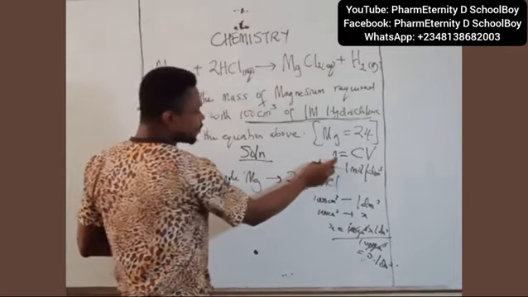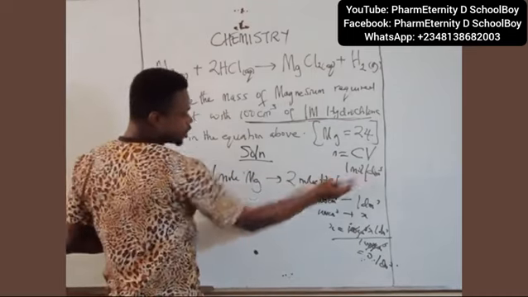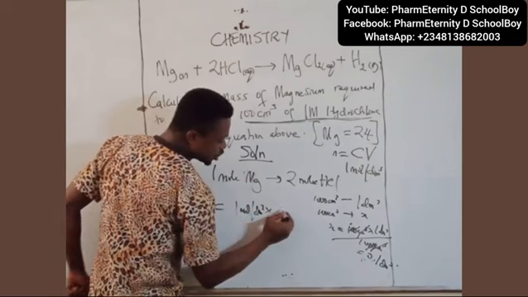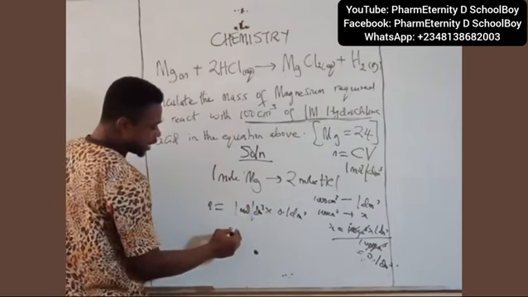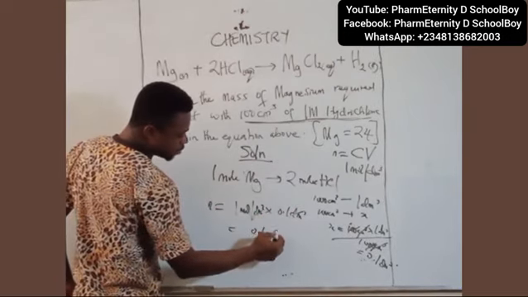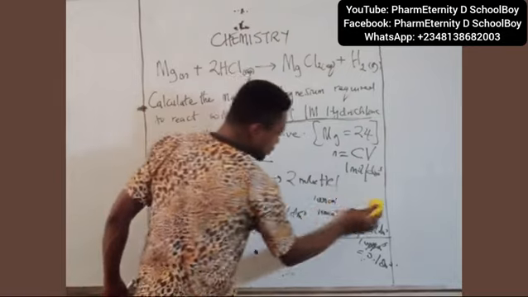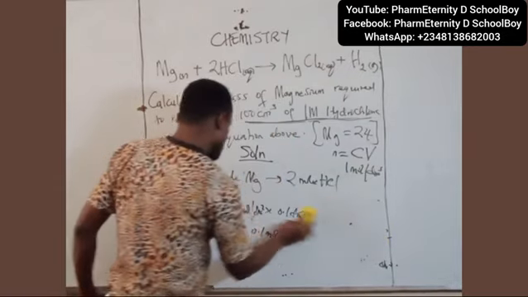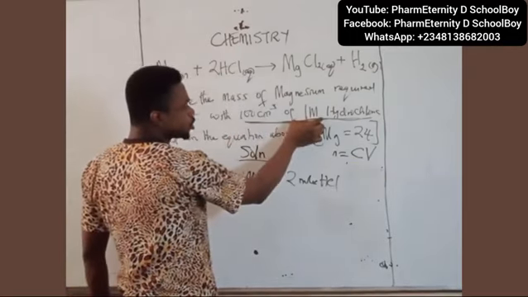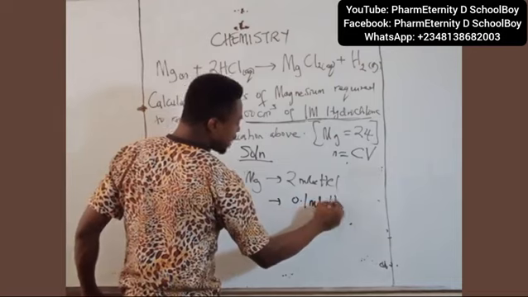If that is the case, let us now calculate the number of moles of hydrochloric acid. That means number of moles is equal to the concentration here, 1 mole per dm³, times this volume, which is 0.1 dm³. dm³ will cancel dm³. We are left with 0.1 moles. So what it implies is that converting this 100 cm³ of 1 molar solution of hydrochloric acid to moles, we have 0.1 moles of hydrochloric acid.